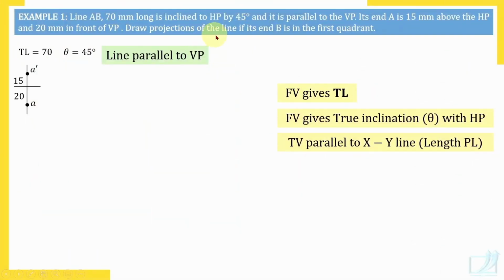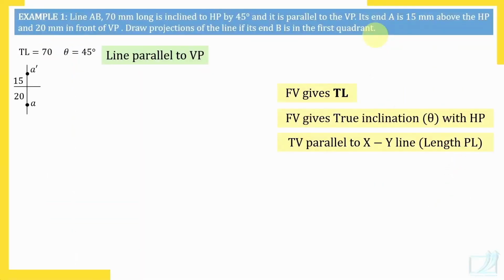Draw projections of the line if its end B is in the first quadrant. End B is in the first quadrant. What do you mean by that? B dash, that is the front view of point B, is above XY line and the top view of point B is below XY line. So let's note down that information also here. Front view above XY line and top view of point B below XY line.